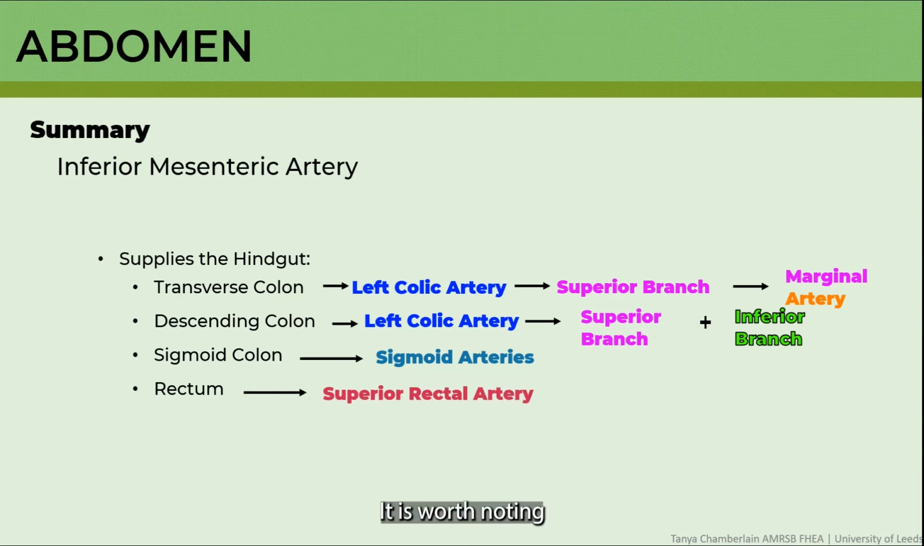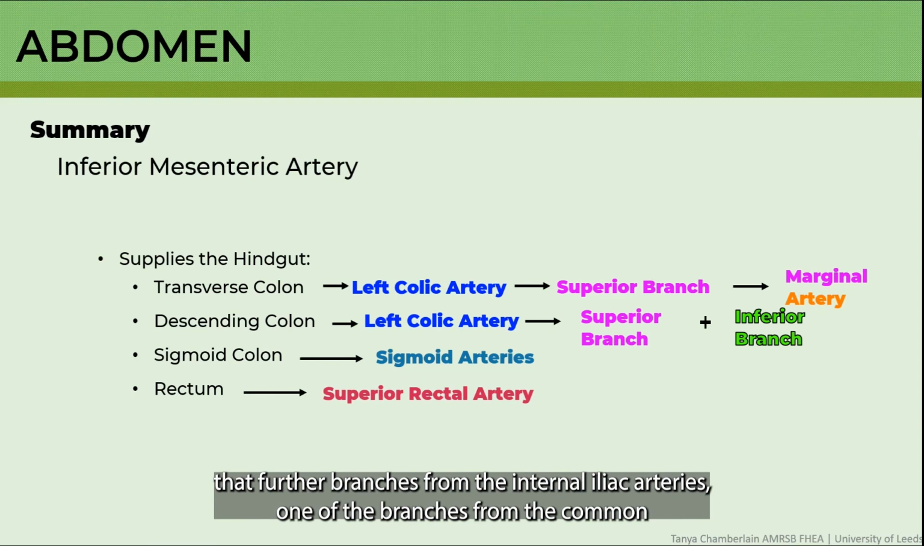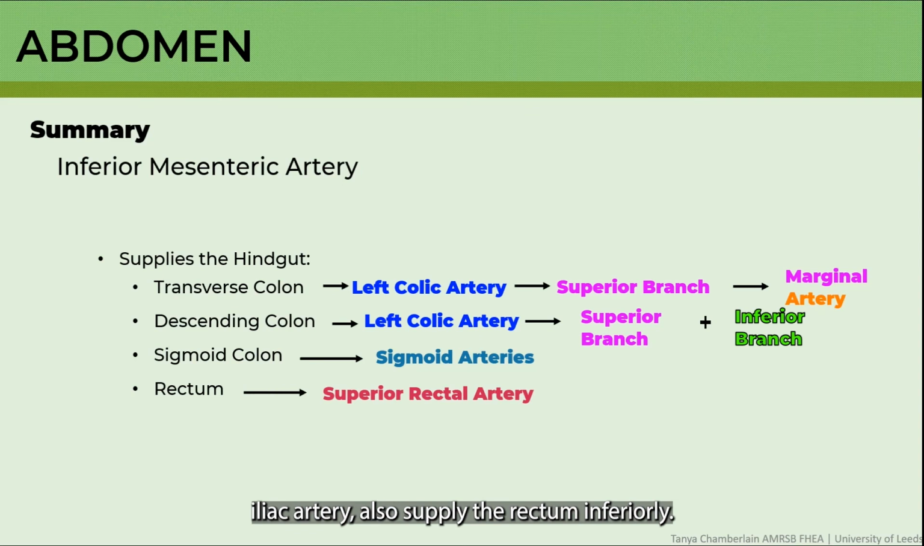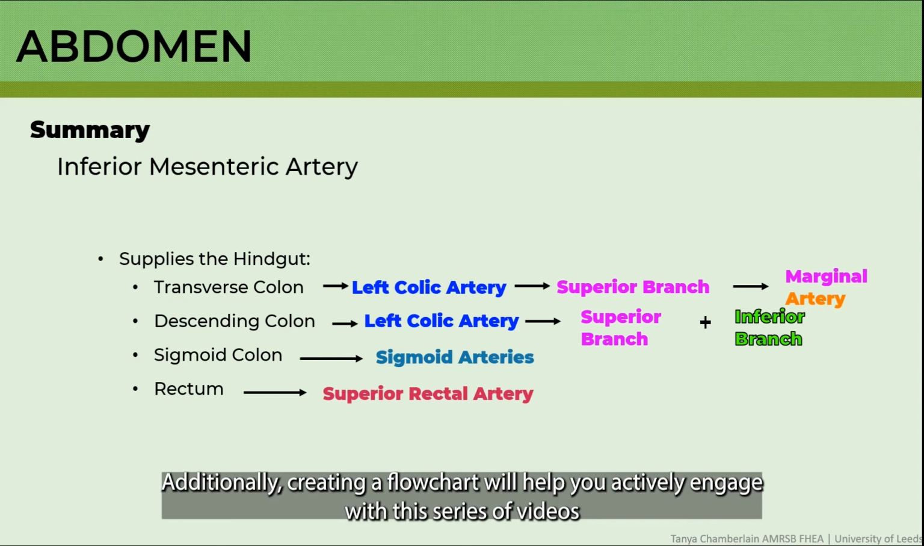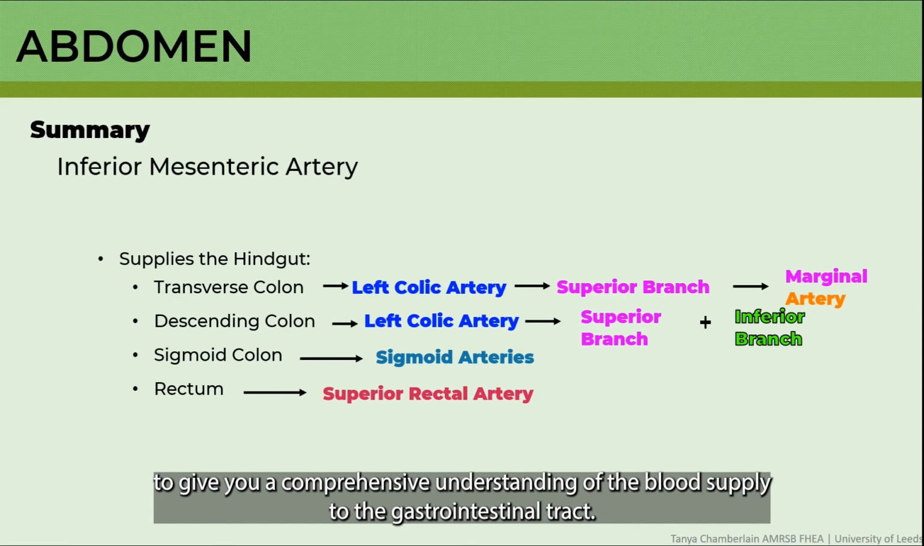It is worth noting that further branches from the internal iliac artery, one of the branches from the common iliac artery, also supply the rectum inferiorly. These are called the inferior rectal arteries. You can help yourself to learn the blood supply to the abdomen by modelling these patterns or the course of the vessels with pipe cleaners or strawberry lacers. Additionally, creating a flowchart will help you actively engage with this series of videos to give you a comprehensive understanding of the blood supply to the gastrointestinal tract.